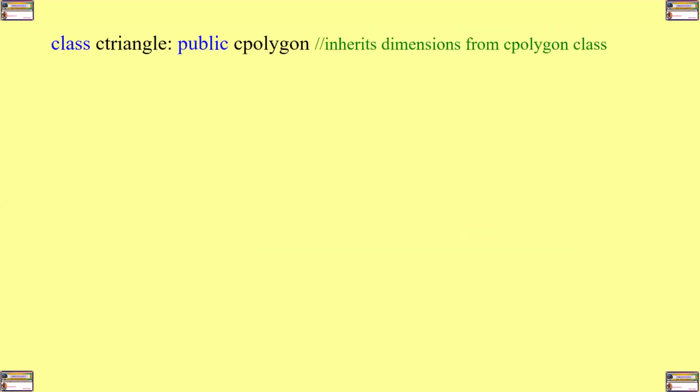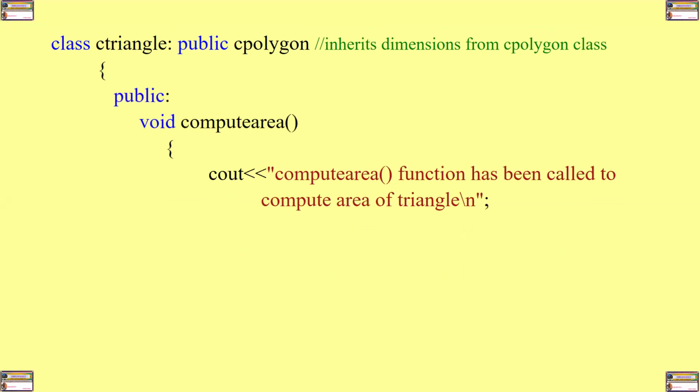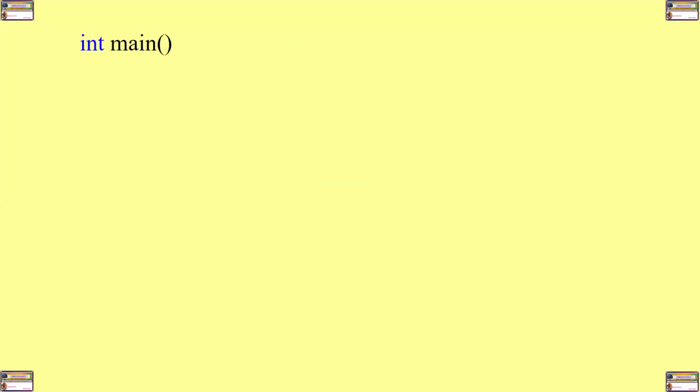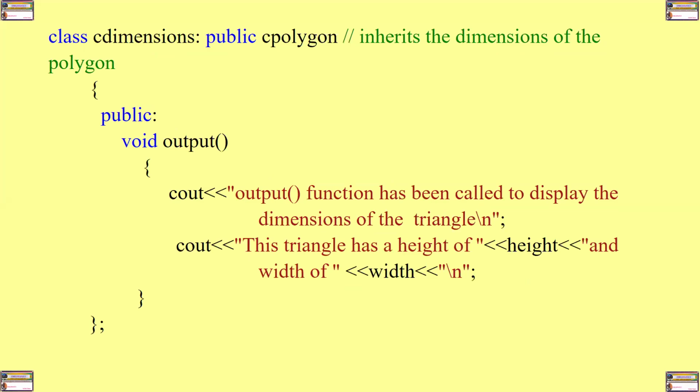And then because this other class called C triangle is inheriting the members of the class polygon, it is able to compute the area, read the value in width and height, compute and store that in the member called area. And also it will display the statement, the area of a triangle with similar dimensions as polygon is area. So that's what those classes do.